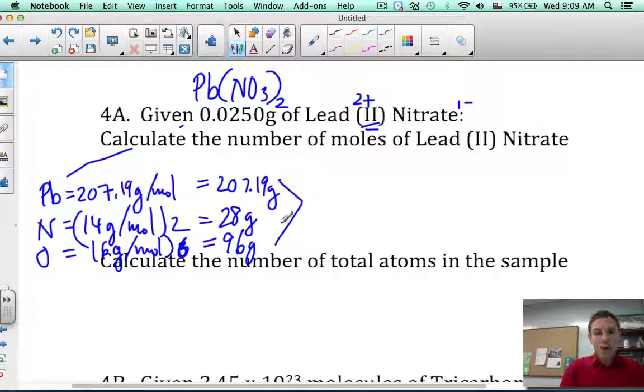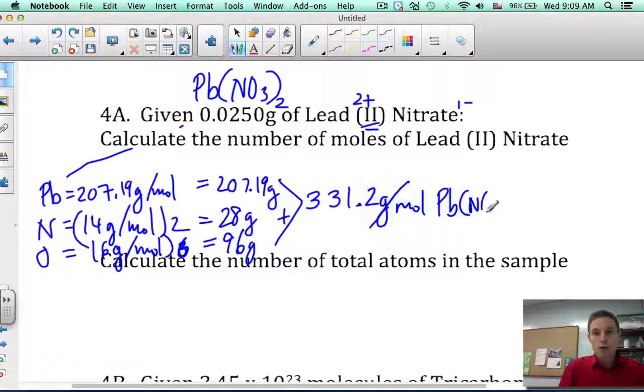When I add all these together, I will get the molar mass of lead 2 nitrate: 207.19 plus, I'm going to double check my math, 16 times 6 is 96, yes, plus 28, and then I get 331 point, well, I'm going to just say 331.2 grams per mole of lead 2 nitrate.